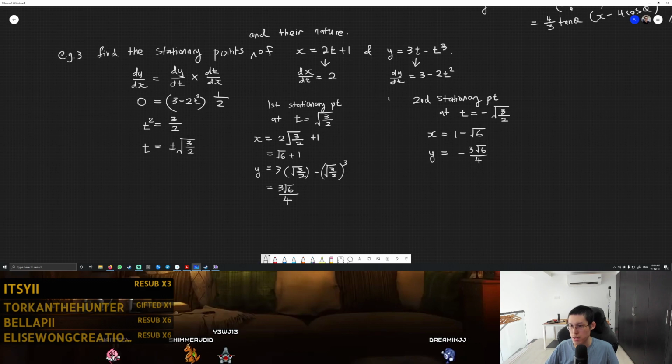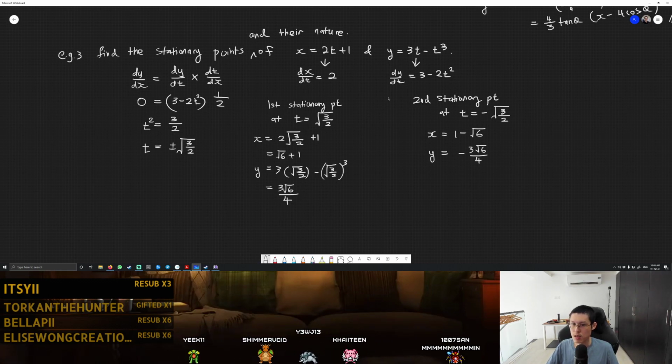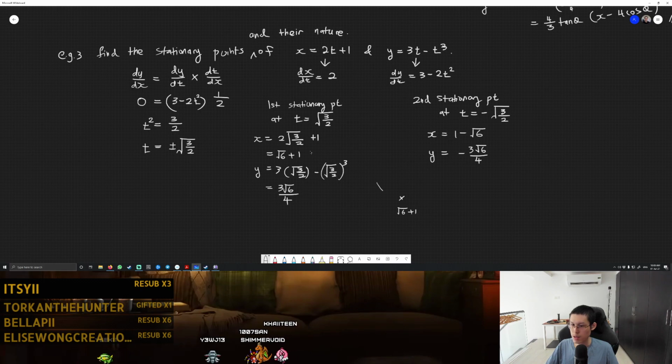So, having worked out our two stationary points, how do we find the nature of these points, whether they are maximum or minimum? Well, I'll show you two ways of doing this. The first way, which is slightly tedious, involves finding the gradient right before the given x coordinate. So let's say this x coordinate is root 6 plus 1, and maybe your curve looks like this around the immediate vicinity of that point.